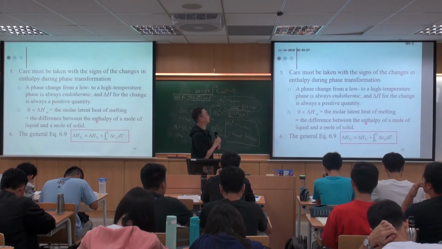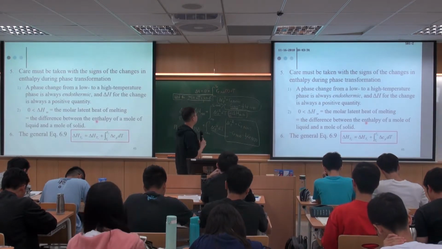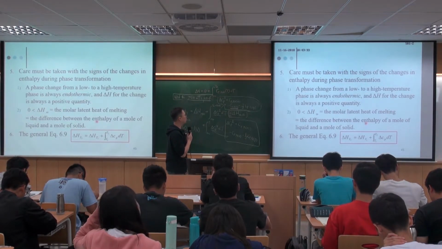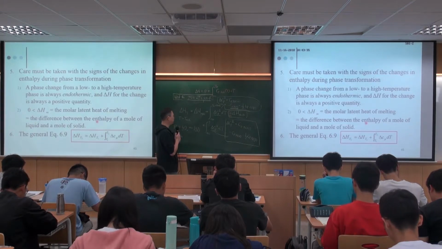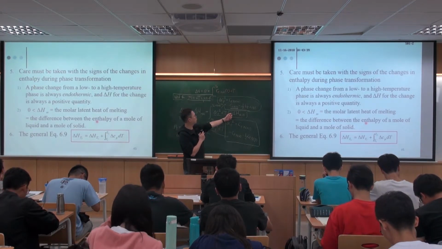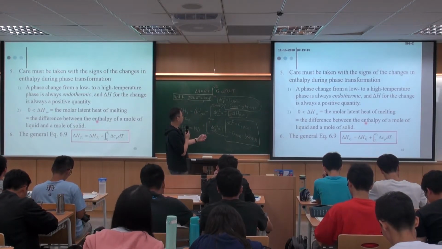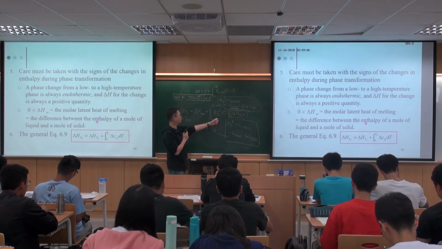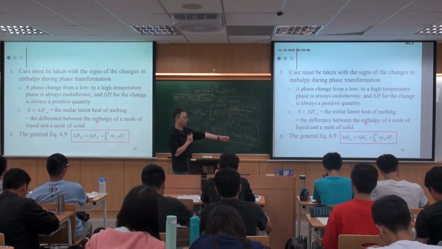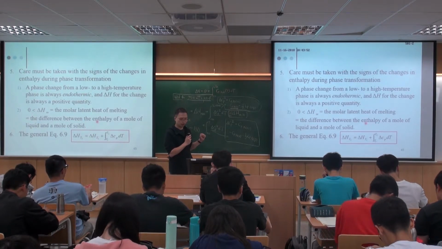So care must be taken with the signs of the changes in enthalpy during phase transformation. For instance, if you have a phase transformation of lead in the reactants, in this case, you have to subtract that out of your calculation. And more importantly, for different phases, here the lead has been turned into liquid, you will need to use a different Cp or delta Cp.